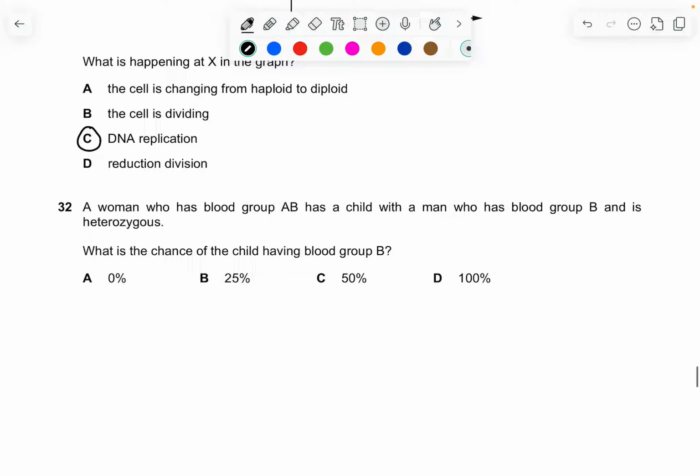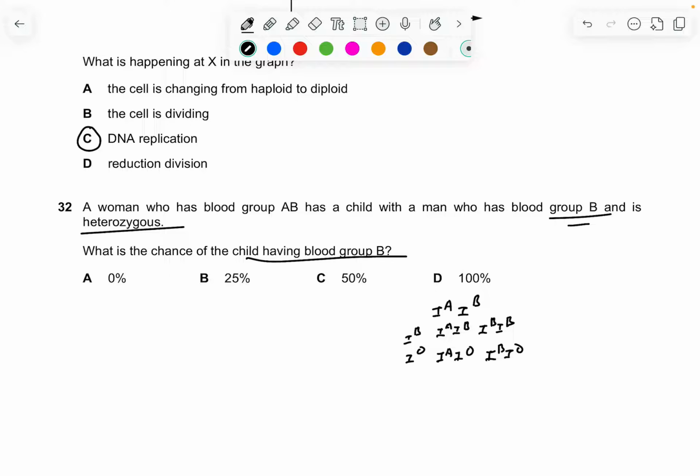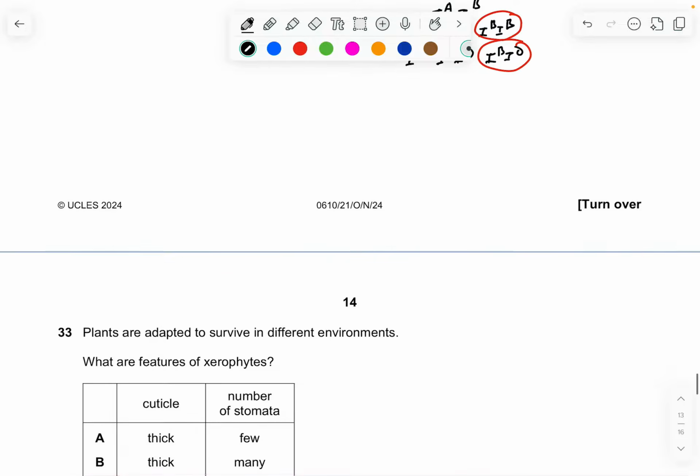Okay, so again, this is autosomal, but we use I. So IA, IB, blood group B, IB, and heterozygous, so meaning IB, IO. So IA, IB, IB, IB, IA, IO, IB, IO. What is the chance of having blood group B? So we can see there's one B here and one B here. So the answer is 50%.